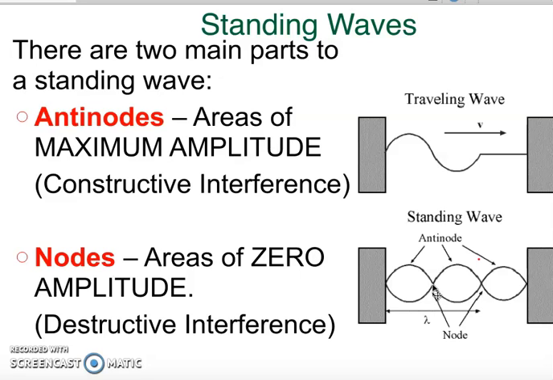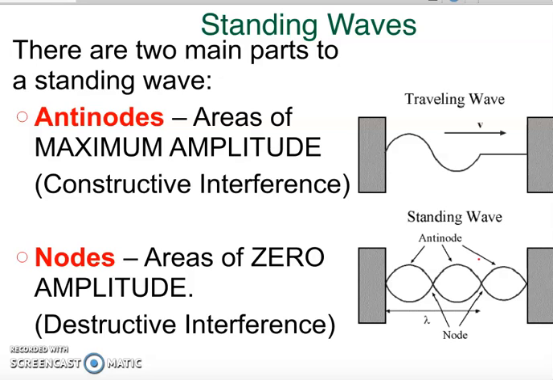So again, we've got antinodes, or areas of maximum amplitude and constructive interference. And then nodes are areas of zero amplitude, so they're on the equilibrium line, and they're caused by complete destructive interference.